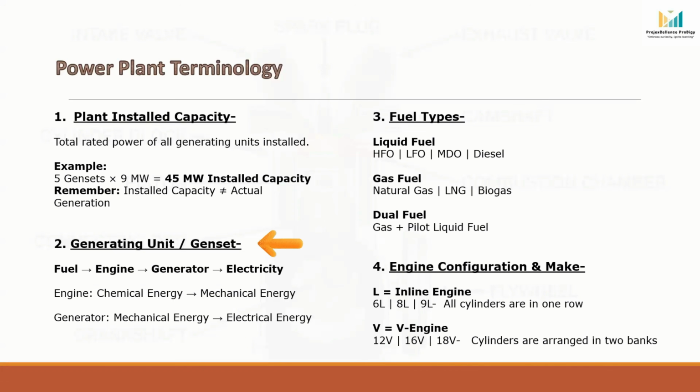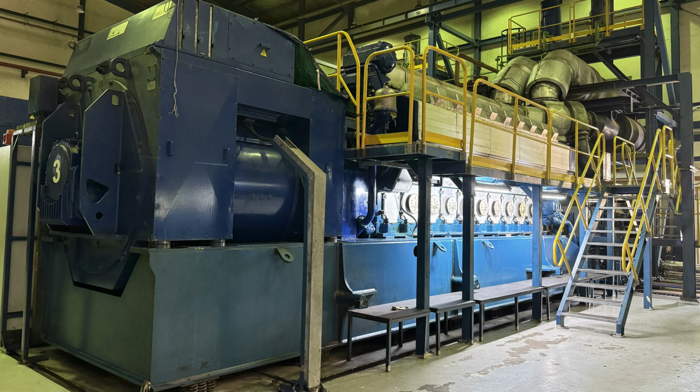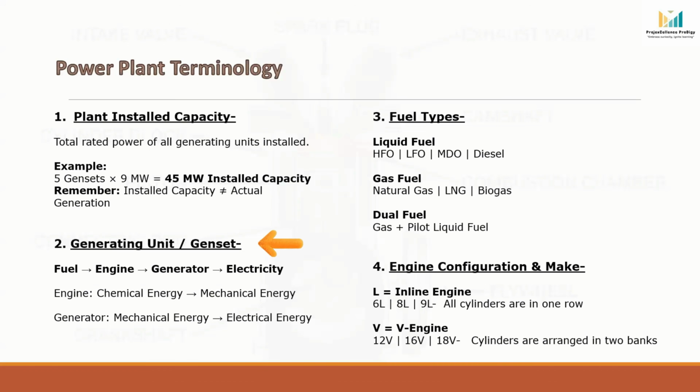Generating unit or genset. A genset mainly consists of an engine connected to an electrical generator. The engine burns fuel and produces mechanical power, and the generator converts this mechanical power into electrical power. And in our example, we have 5 generating units, each of 9 megawatts capacity.